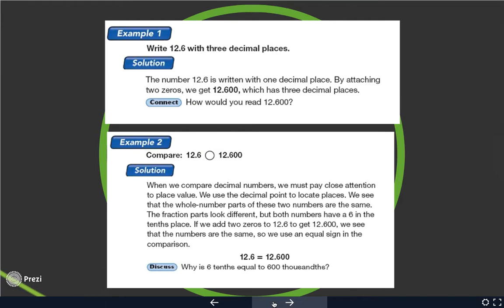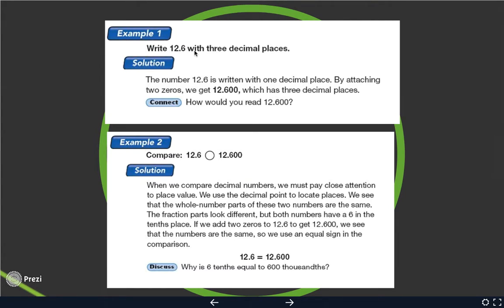All right, here's our example. We're going to write decimals that are equivalent but have different places. In example number one, what we need to do is write 12.6 with 3 decimal spots. Now how we can do this is we could just add on zeros to the end.